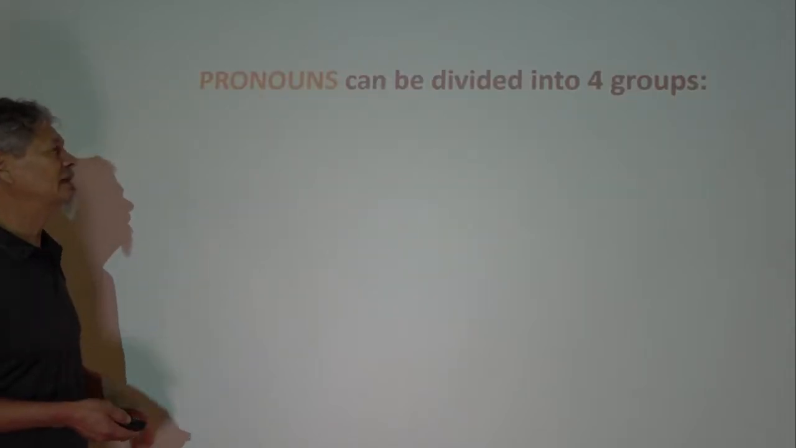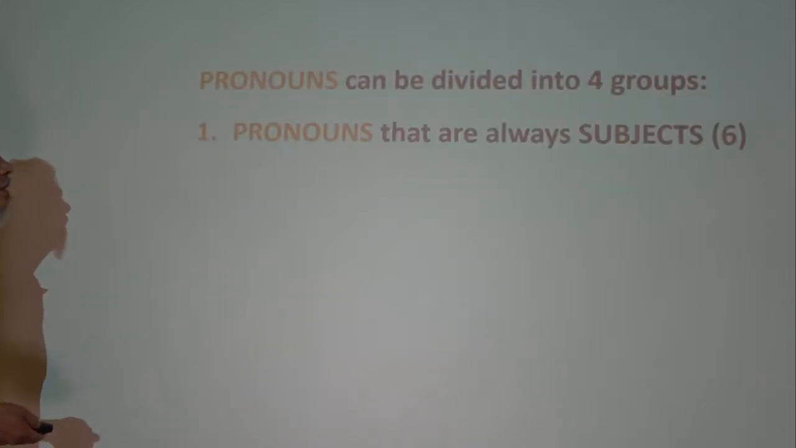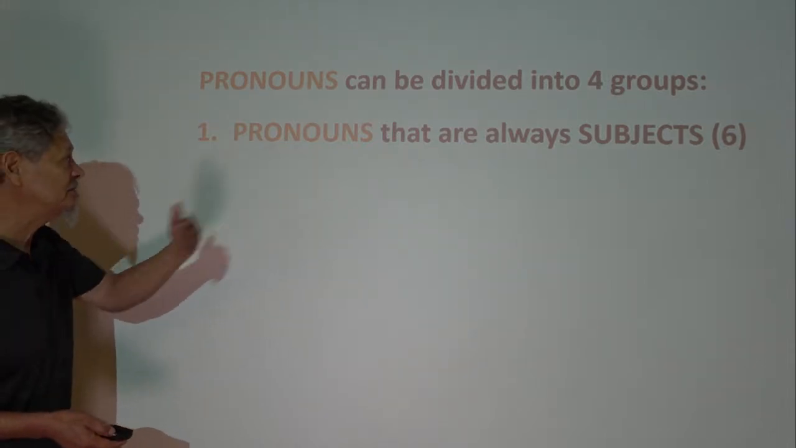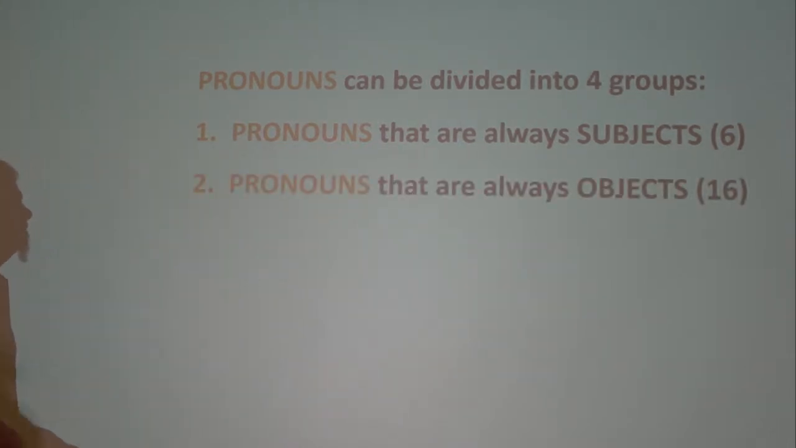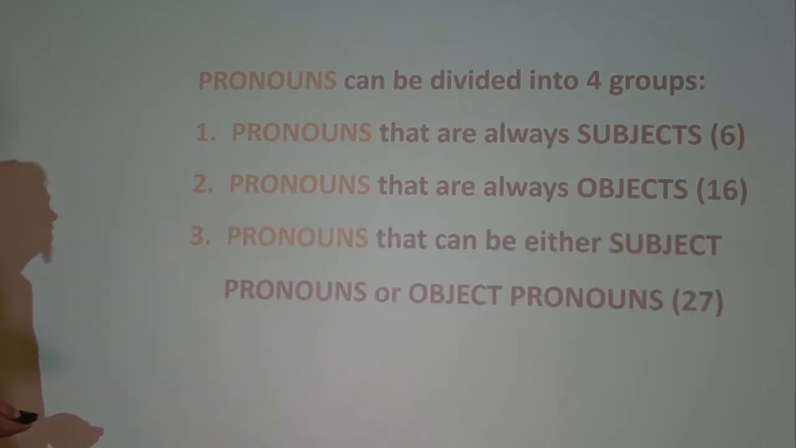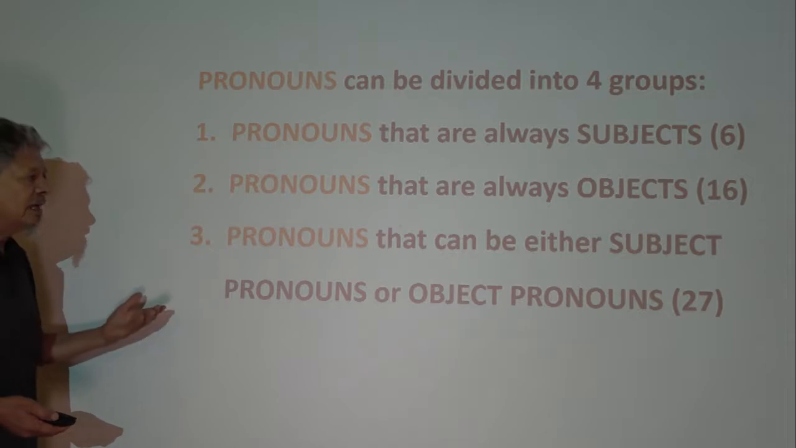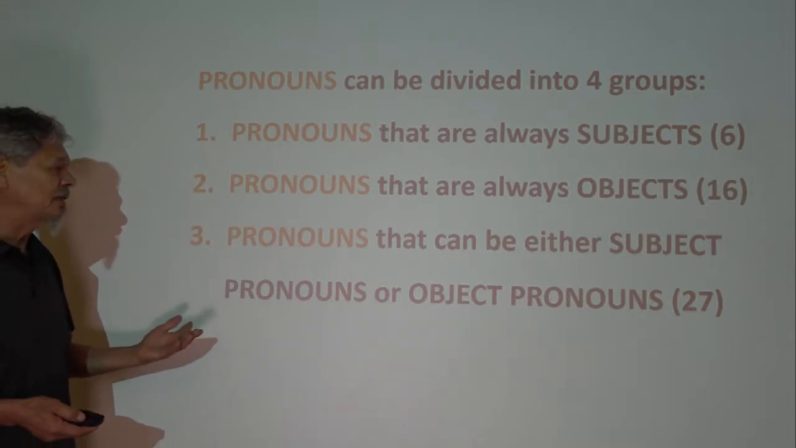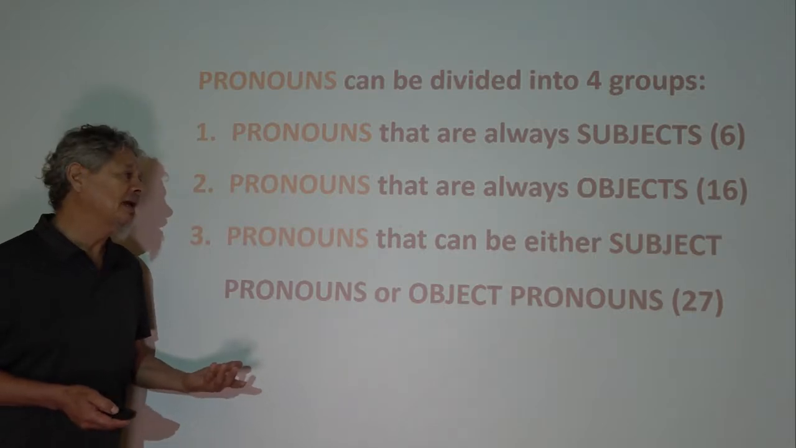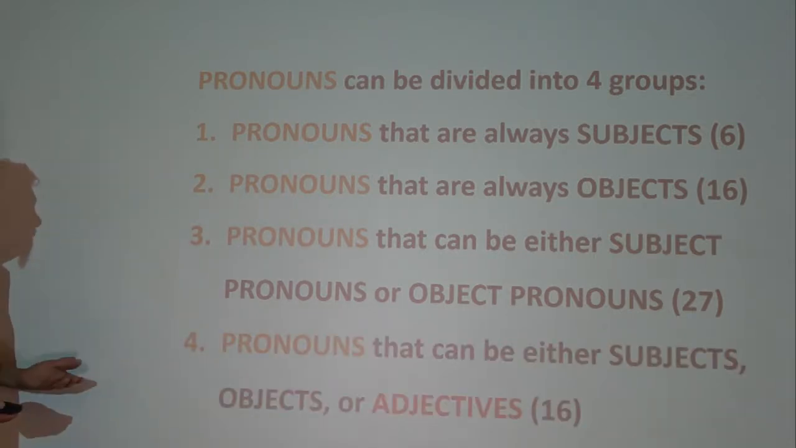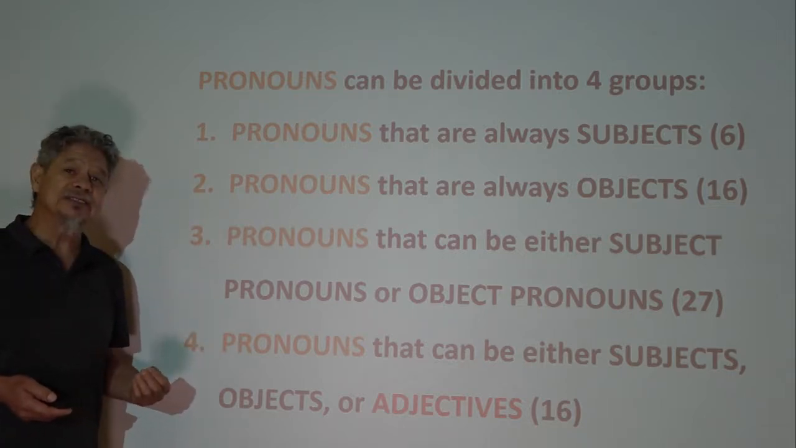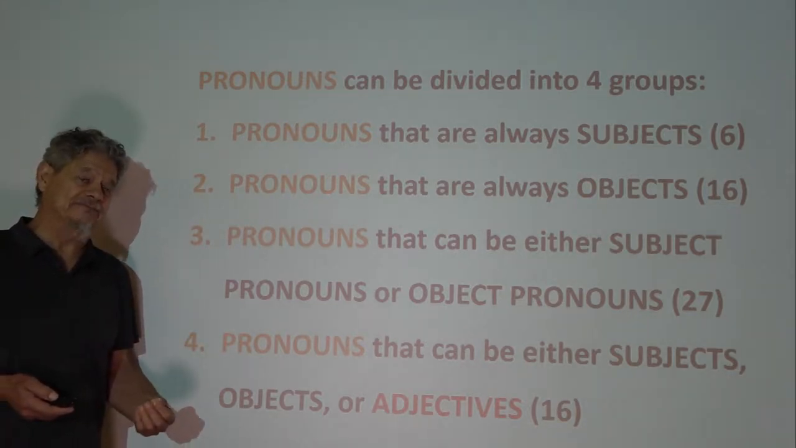I divide pronouns into 4 groups. The pronouns that are always subjects, there are 6 of them. The pronouns that are always objects, there are 16 of those. The pronouns that can be either subject pronouns or object pronouns, there are 27 of those. And a 4th group, pronouns that can be either subjects, objects, or adjectives.